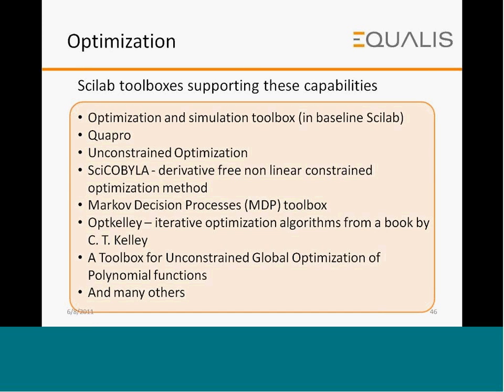Another huge area where you may be using Excel is optimization. Here Scilab has some very neat and exhaustive list of toolboxes that you can use for doing the same task more efficiently. There is optimization and simulation toolbox. There is Quapro for quadratic programming, unconstrained optimization, Cobyla, derivative-free nonlinear constraint optimization, and you have a Markov decision processes toolbox and iterative optimization algorithms from a book, and other toolboxes for unconstrained global optimization of polynomial functions, and many others.